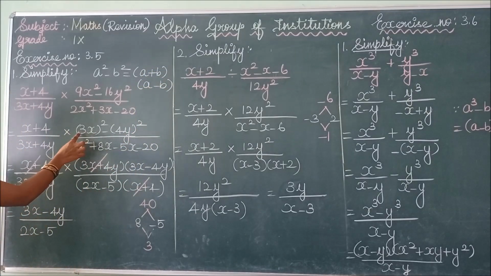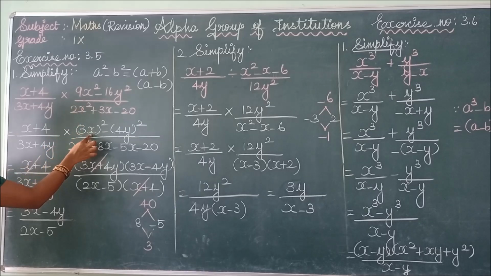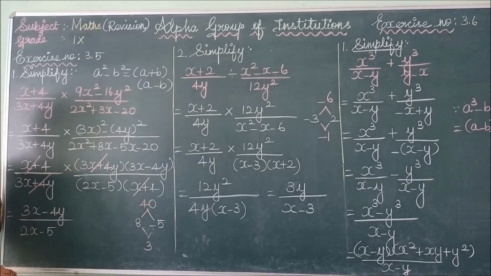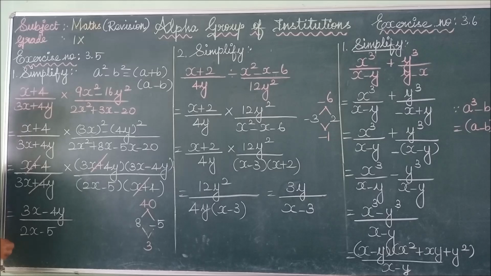So split and write. a squared minus b squared is equal to a plus b into a minus b. What is the a here? 3x. So 3x plus 4y into 3x minus 4y. a squared minus b squared is what? a plus b into a minus b. Split and write as it is.